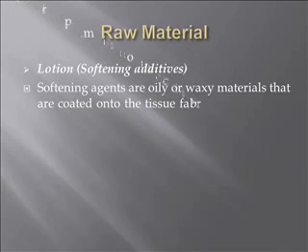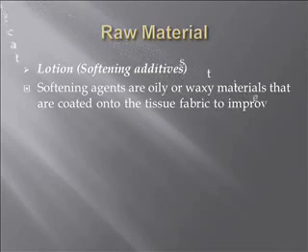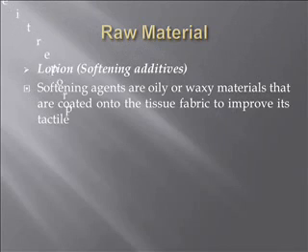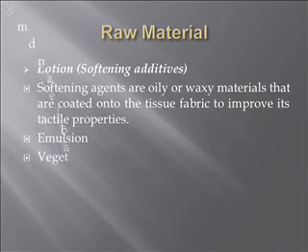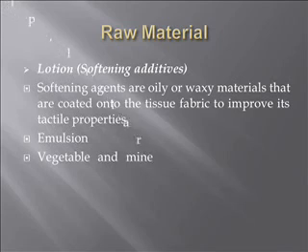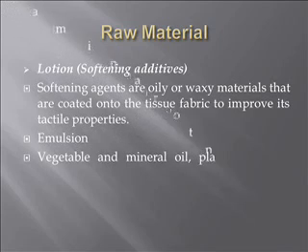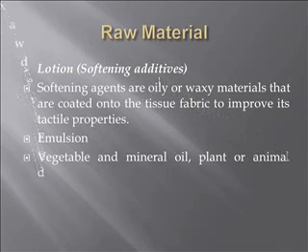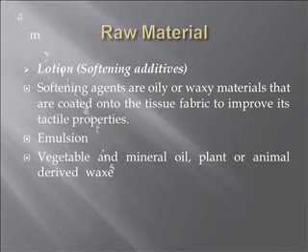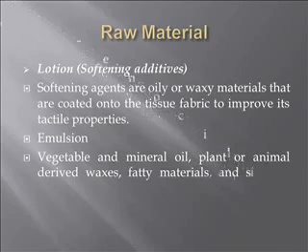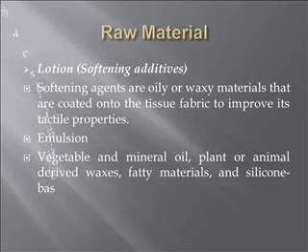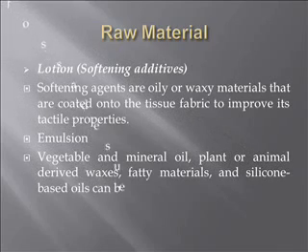The second raw material is the lotion or softening additives, which are oily or waxy materials that are coated onto the tissue fabric to improve its tactile properties. These materials are too concentrated to coat directly on the paper, so they must be diluted with water first. However, these oils do not dissolve in water. They must be dispersed in water with the aid of chemicals known as surface active agents or surfactants. A mixture of water, oil, and surfactant is known as an emulsion.